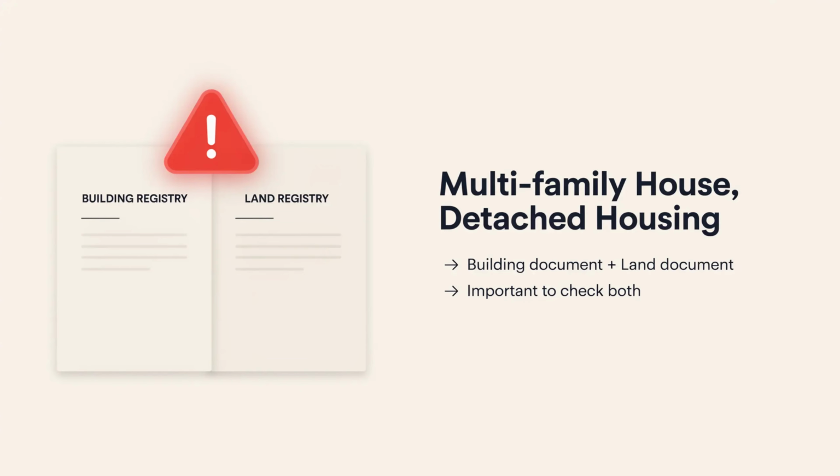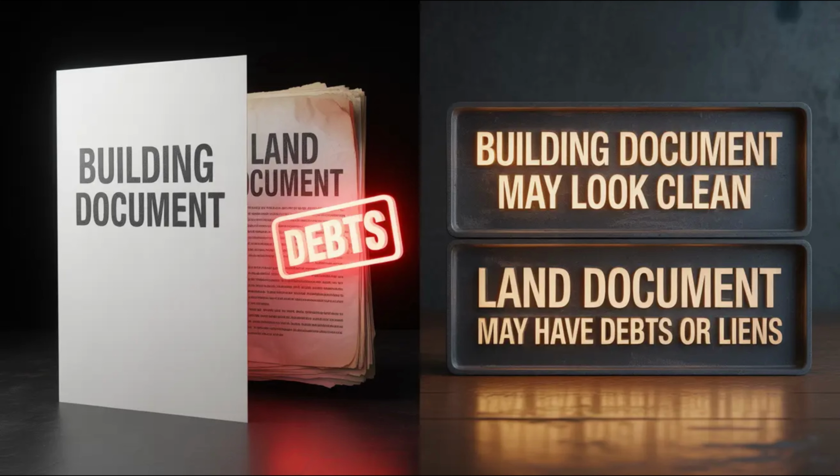For multifamily houses and detached housing, there is one more important thing. The building document and the land document exist separately. The building document may look clean. However, the land document may show hidden debts or liens. It is important to check both documents.